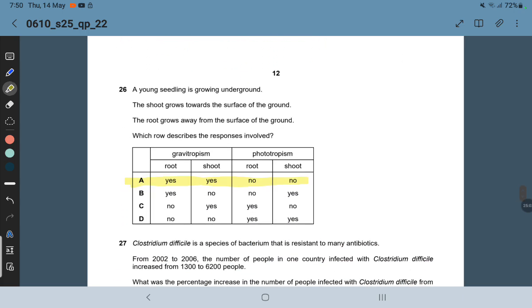26 is saying here, a young seedling is growing underground. The shoots grow towards the surface of the ground. The root grows away from the surface of the ground. Which will describe the responses? Gravitropism, of course, yes. Why? The root and shoot are now underground.